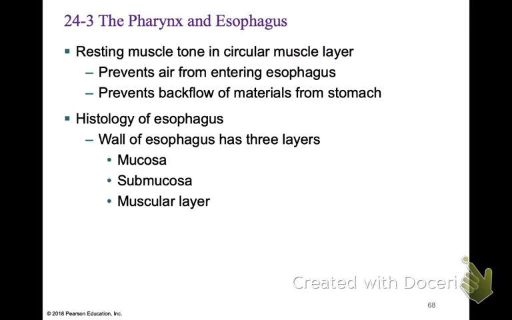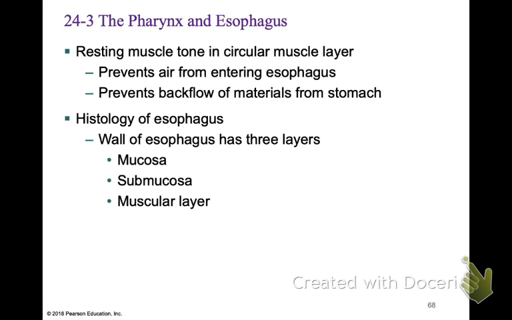So we have resting muscle tone in the circular layer. This is a functional sphincter. That is, at the top we have an upper esophageal sphincter that's tonically closed. It only relaxes when you swallow. And that prevents air from getting down into the esophagus. At the lower end, the lower esophageal sphincter, also called the gastroesophageal sphincter or cardiac sphincter, is tonically closed. It only opens when food is going down through peristalsis. So it opens just long enough to let that bolus of food or that slug of liquid drop through, and then it closes again. And that prevents backflow of materials from the stomach.